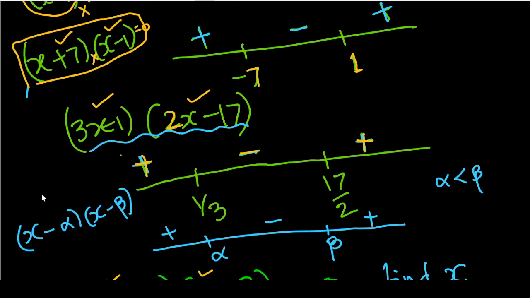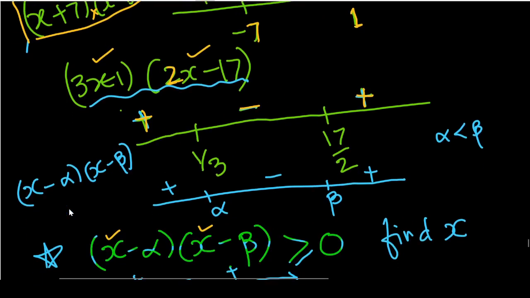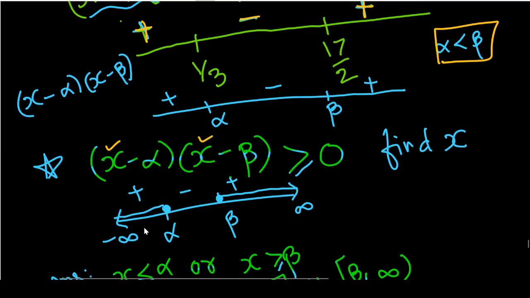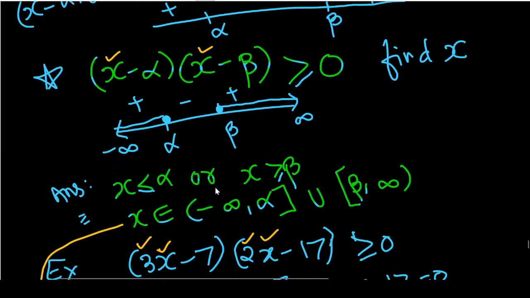So we generalized it for (x minus alpha)(x minus beta). Plus minus plus would be the same when alpha is less than beta. For (x minus alpha)(x minus beta) greater than or equal to 0, the solution is x less than or equal to alpha or x greater than or equal to beta, or equivalently x belongs to minus infinity to alpha, closed interval, union beta to infinity. Okay, so that way we did this.